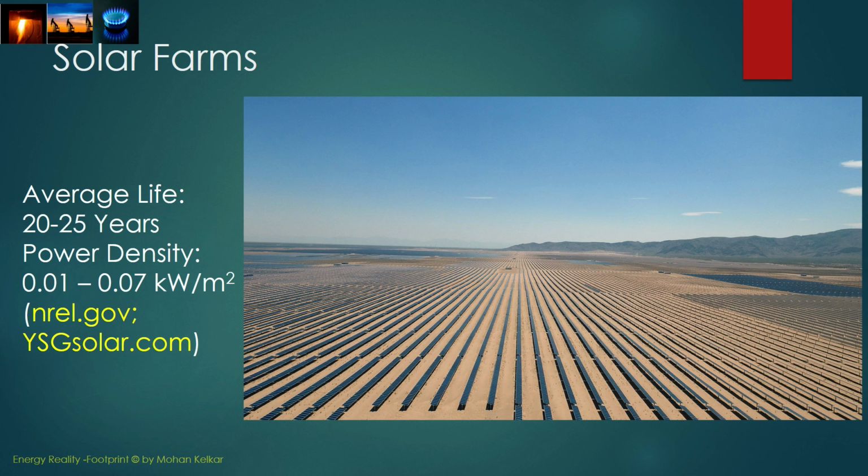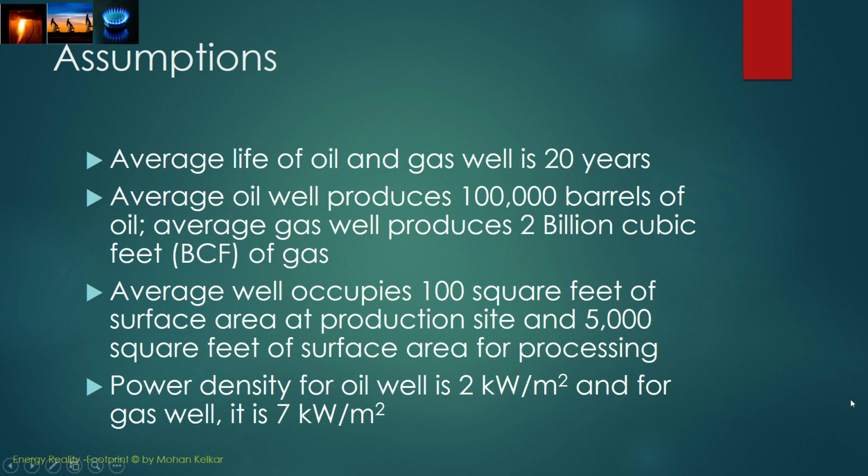Now we can compare the power density of oil and gas wells compared to wind and solar farms. I made some assumptions with respect to oil and gas wells which are reasonable. I assume the life of an oil and gas well is very similar to a wind farm or solar farm, which is about 20 years. I assume that an oil well produces about 100,000 barrels of oil. An average gas well produces about 2 billion cubic feet of gas.